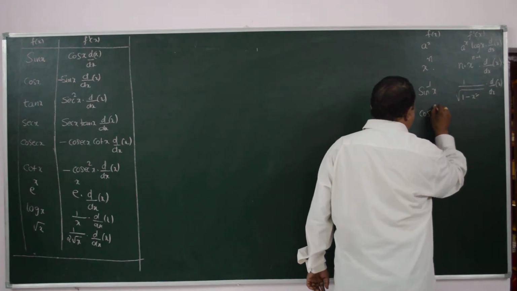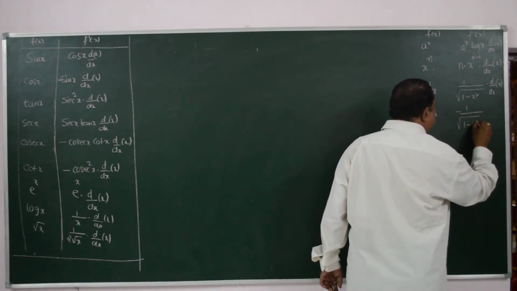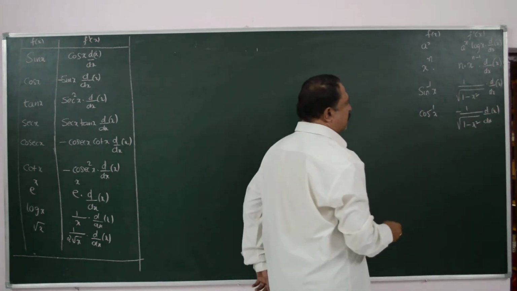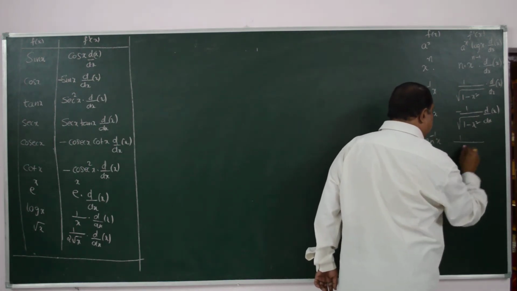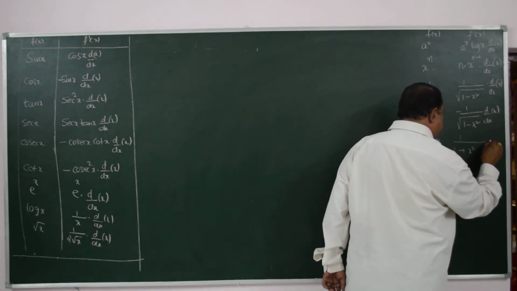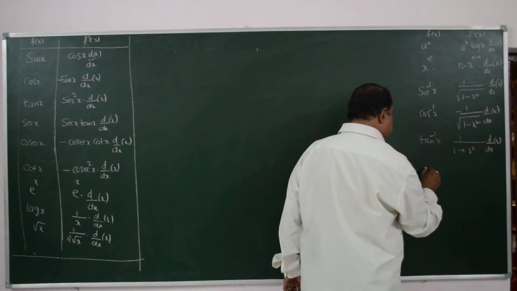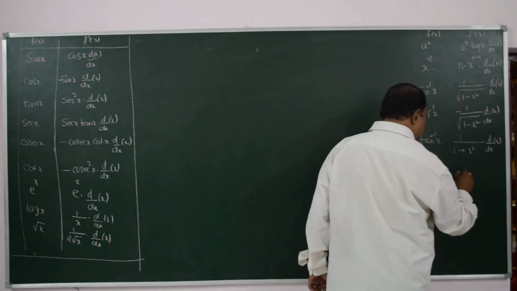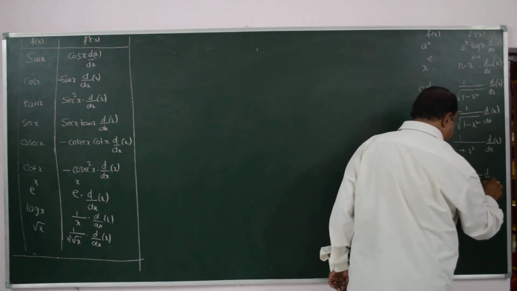If y equals cos inverse x, the answer is minus 1 by root of 1 minus x square into d by dx of x. If y equals tan inverse x, the answer is 1 by 1 plus x square into d by dx of x. If y equals cosecant inverse x, minus 1 by x into root of x square minus 1 into d by dx of x.